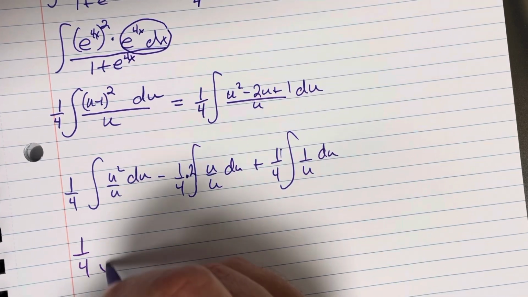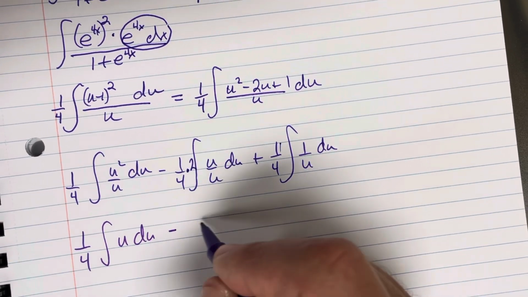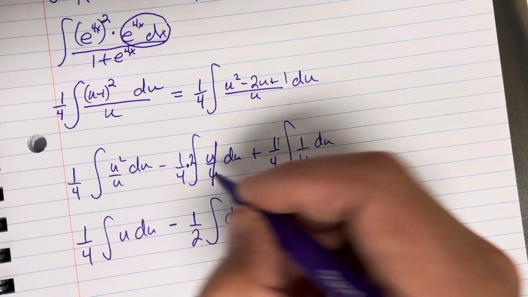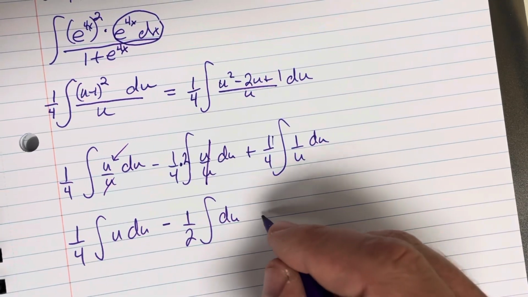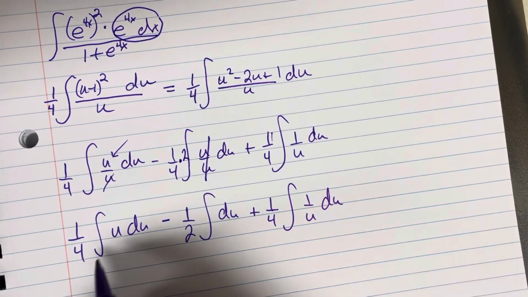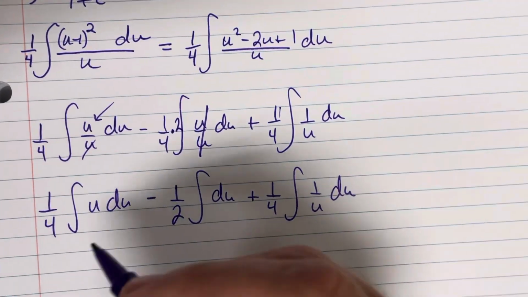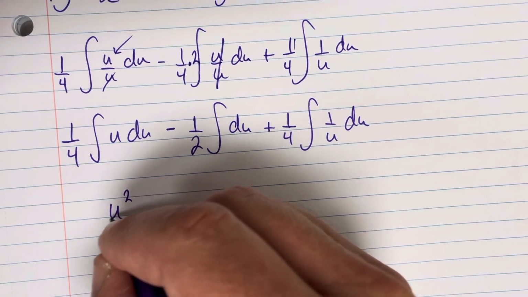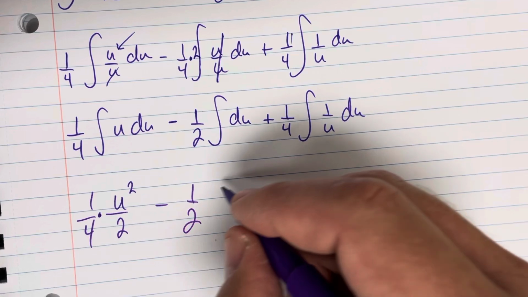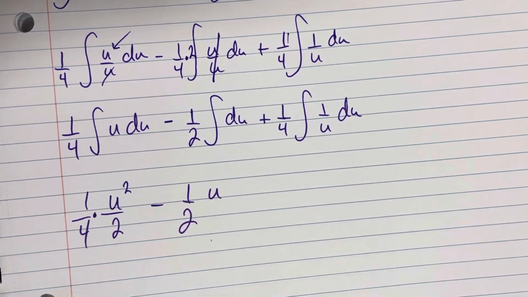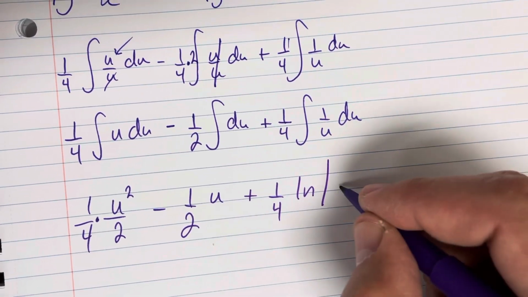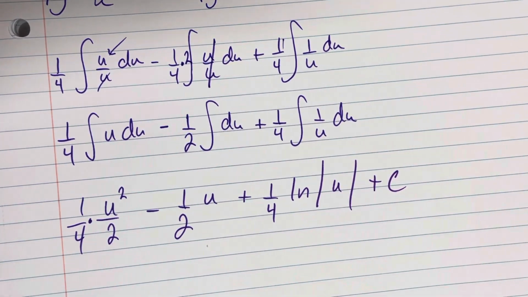This is 1/4 the integral of u du minus 1/2 the integral du, because those cancel and that knocks one of those off, plus 1/4 the integral of 1 over u du. Taking the antiderivatives, we get u squared over 2 times a fourth minus 1/2 u, forgive me, plus 1/4 the natural log of u, and then plus c.